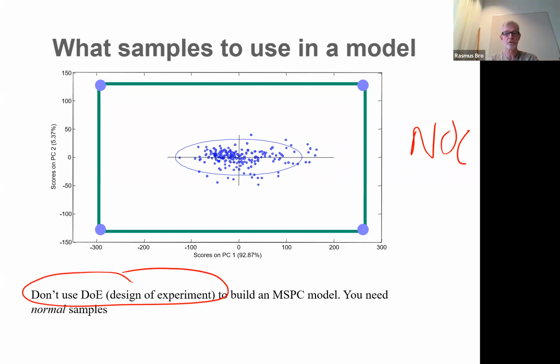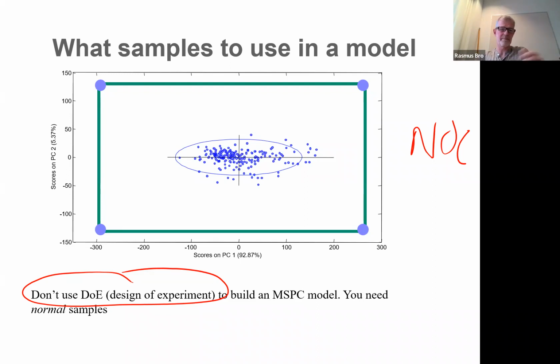definitely do not want to use design of experiments to build such a model. You really need normal samples. And that actually specifically means boring samples. To the extent that if you have an extremely nice production where the process is very much in control, what's the variation going to be in such a production where everything is well in control? It's actually going to be close to nothing. It's going to be just random noise.